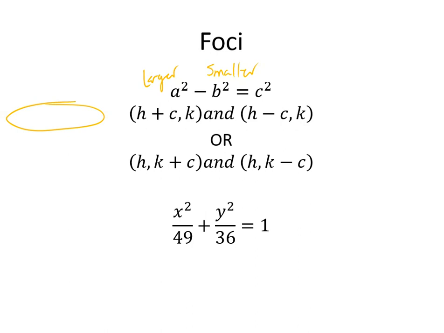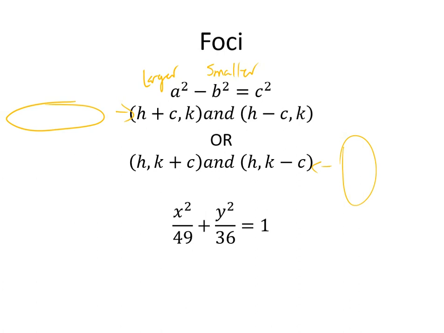Now, if the number underneath the x is larger, you're going to use this top one. Okay, so if your ellipse looks like this, how it's more spread out. If it's more up and down, you're going to use this one. Okay, so if the y has the bigger number, you're going to use that second one. You're going to adjust the y value instead of the x. Okay, so whichever one's the bigger number, that's the one that's going to get added the c to.